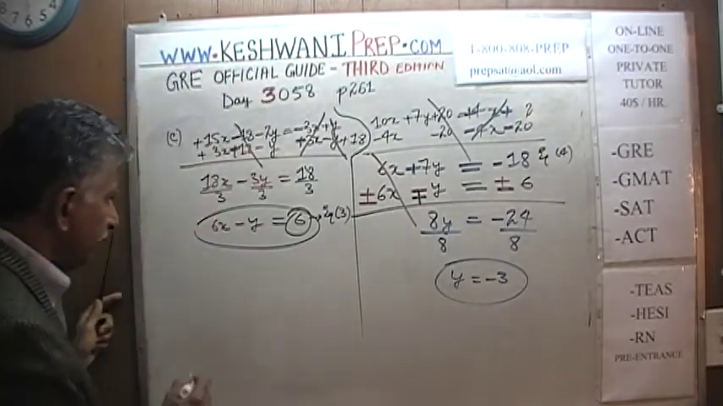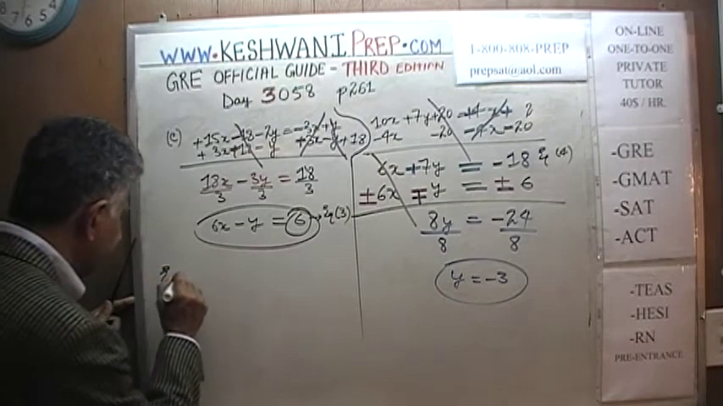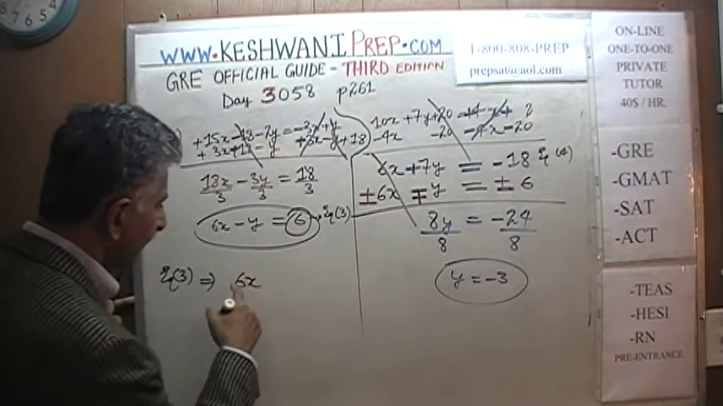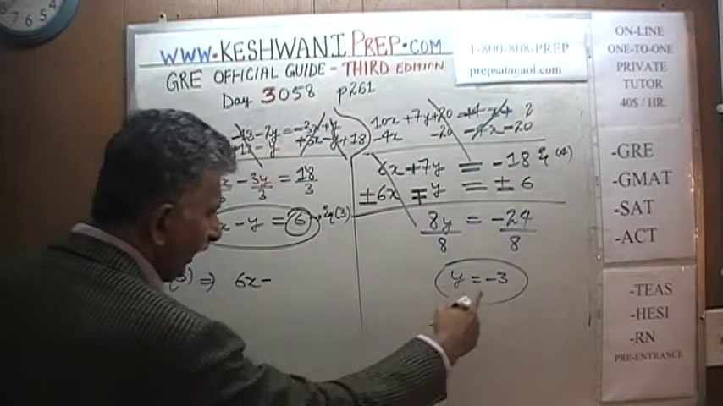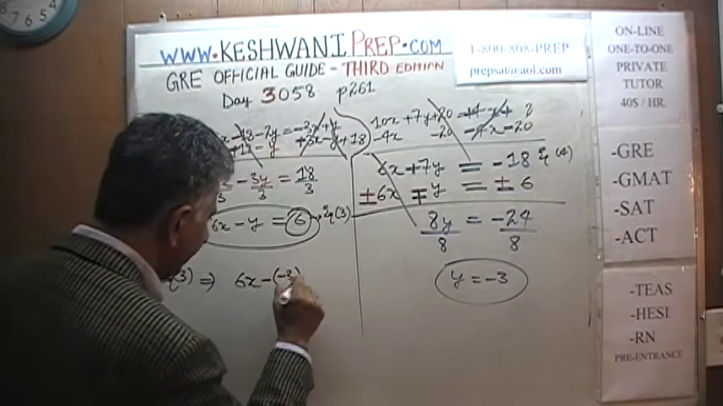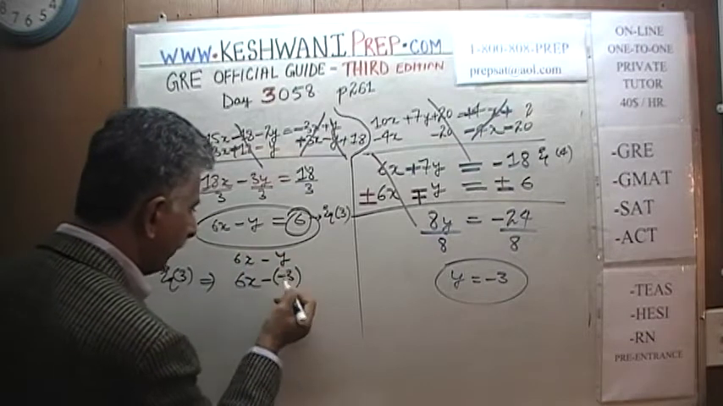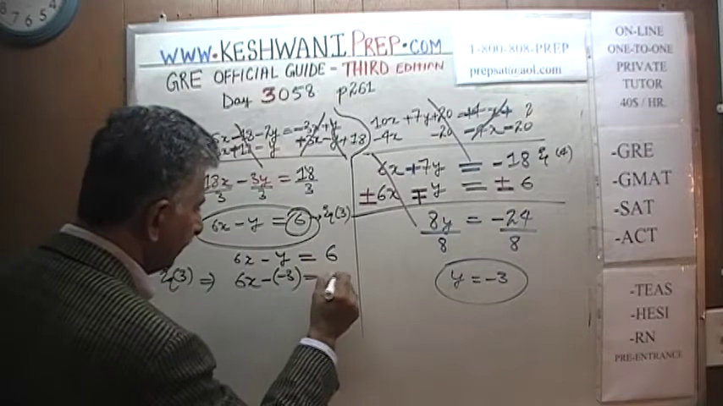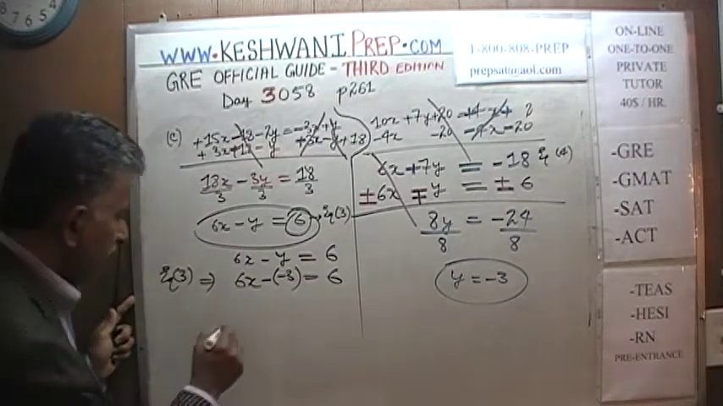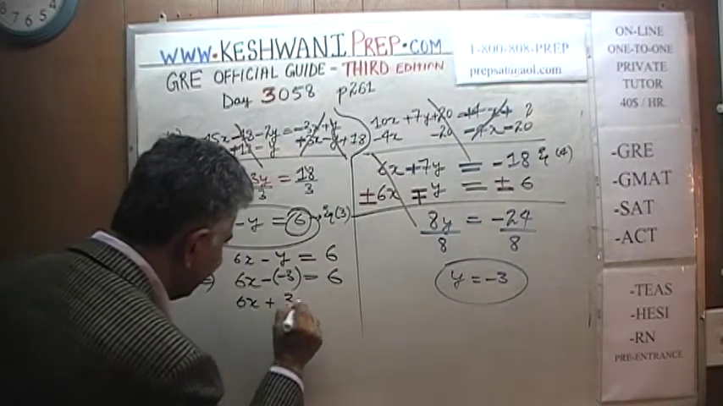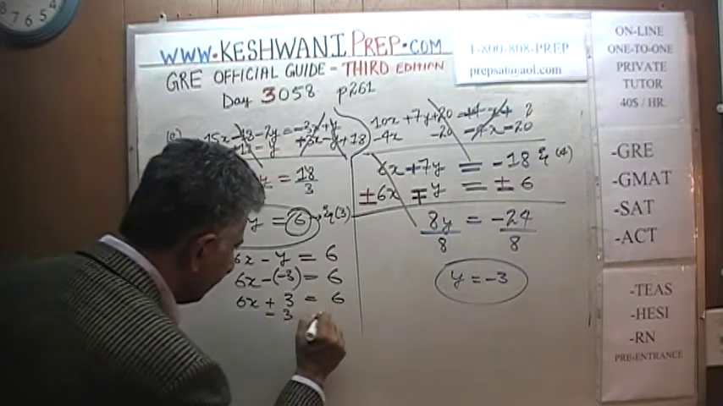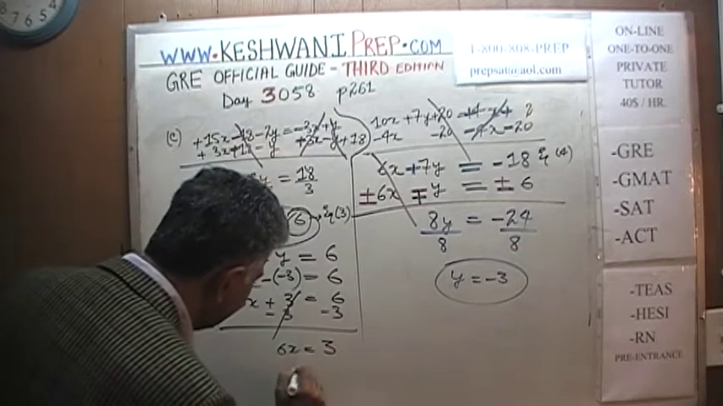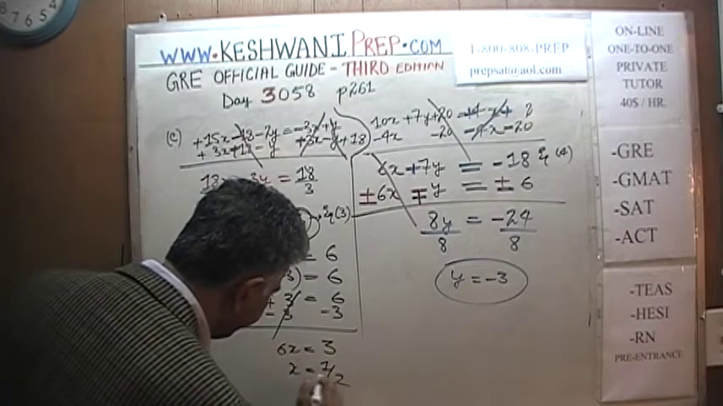So y equals negative 3, and equation 3 in that case implies that 6x, right here, minus y, this is where you have to pay attention, you see? It is 6x minus y, y is negative 3, equals 6. So it becomes 6x plus 3 equals 6. Let's subtract 3 from both sides, and we're going to end up with 6x equals 3, which means x must be one half.